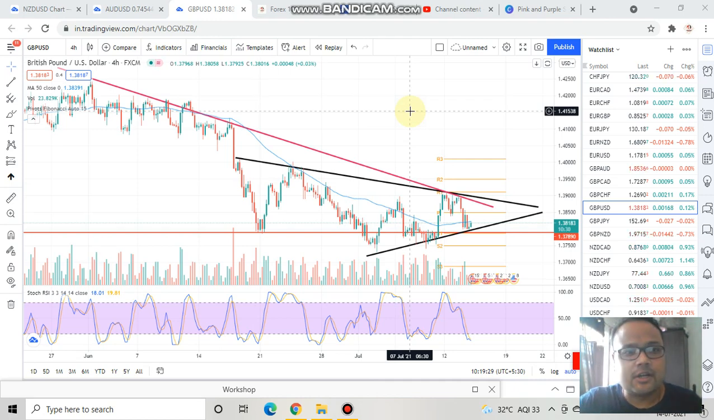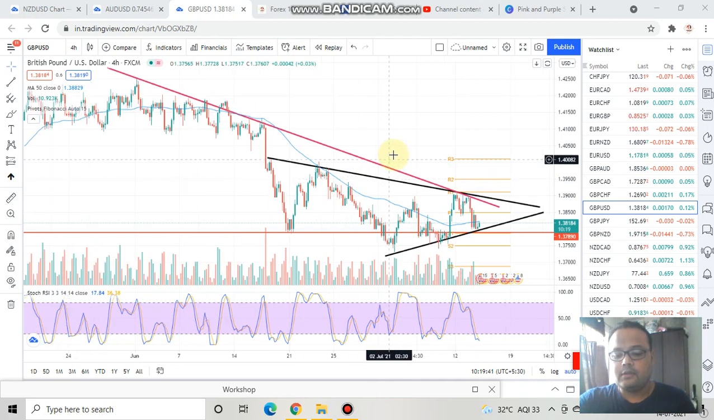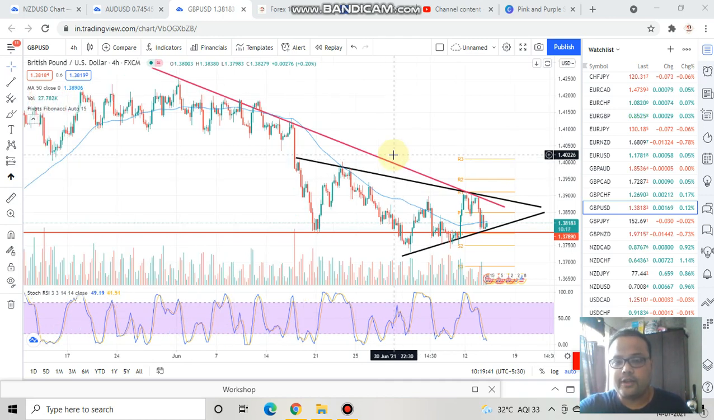This is the 4-hour chart of Pound US dollar. And as you can see, I have got many confusing lines drawn on the chart here. So I'll be explaining one by one. First and foremost, let's look at the trend of the market.